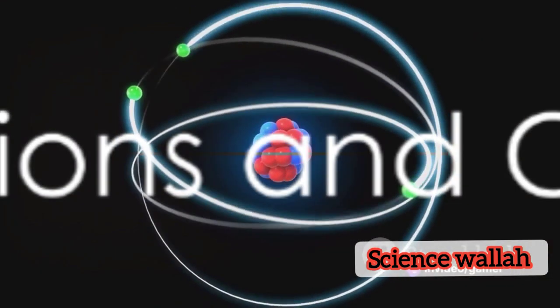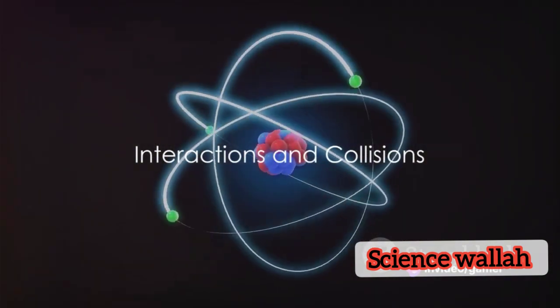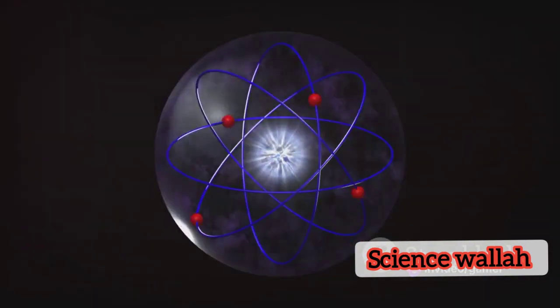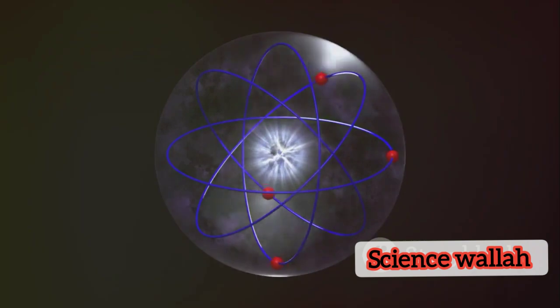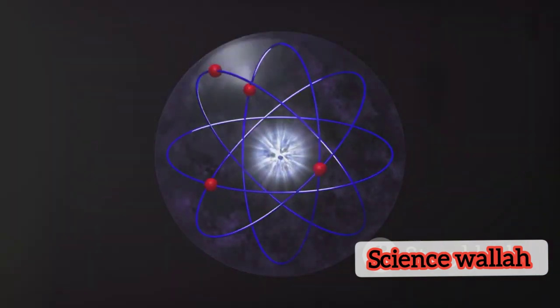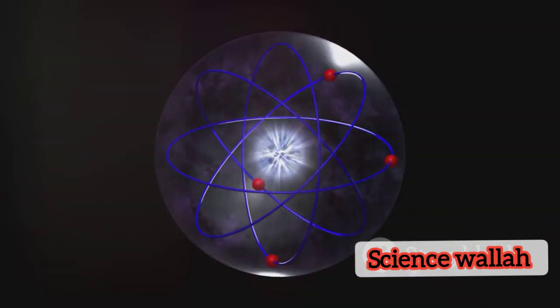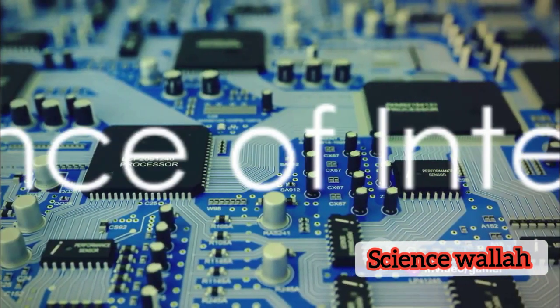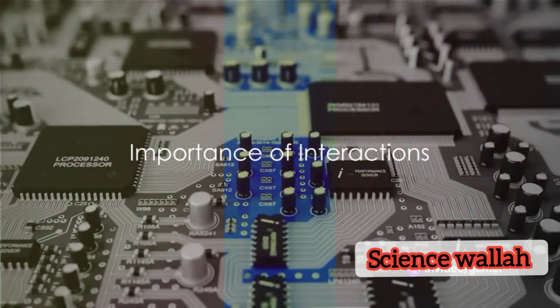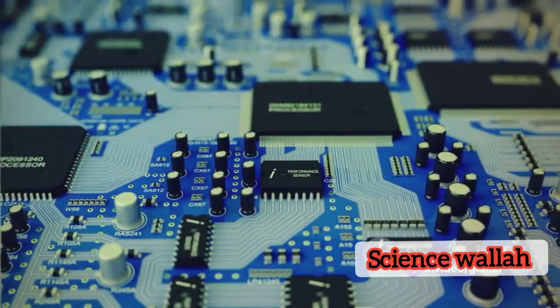As it moves, it encounters a variety of situations. It can meet other electrons and interact with them. It can collide with atoms and change direction. It can even join up with other electrons to form a current. Each of these interactions is vital to the functioning of our electronic devices.